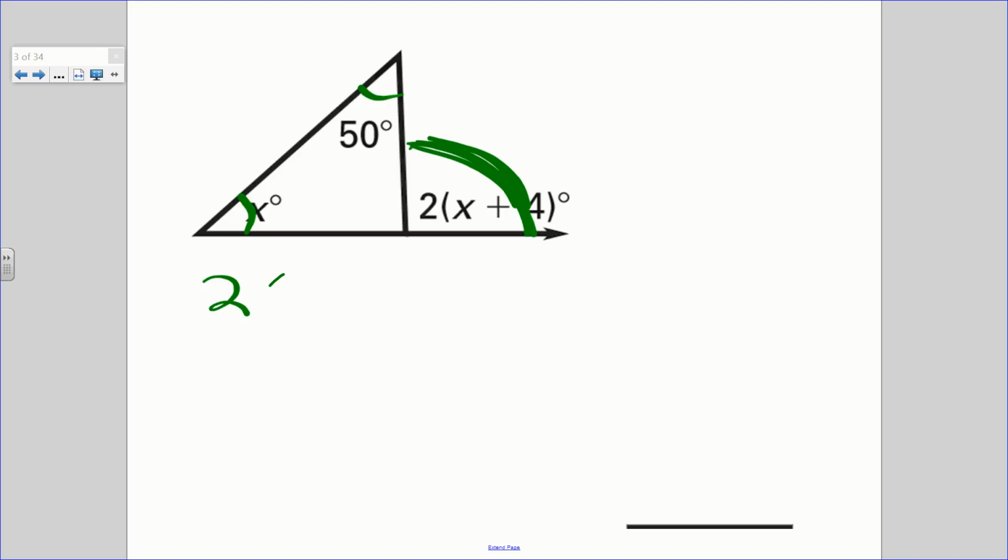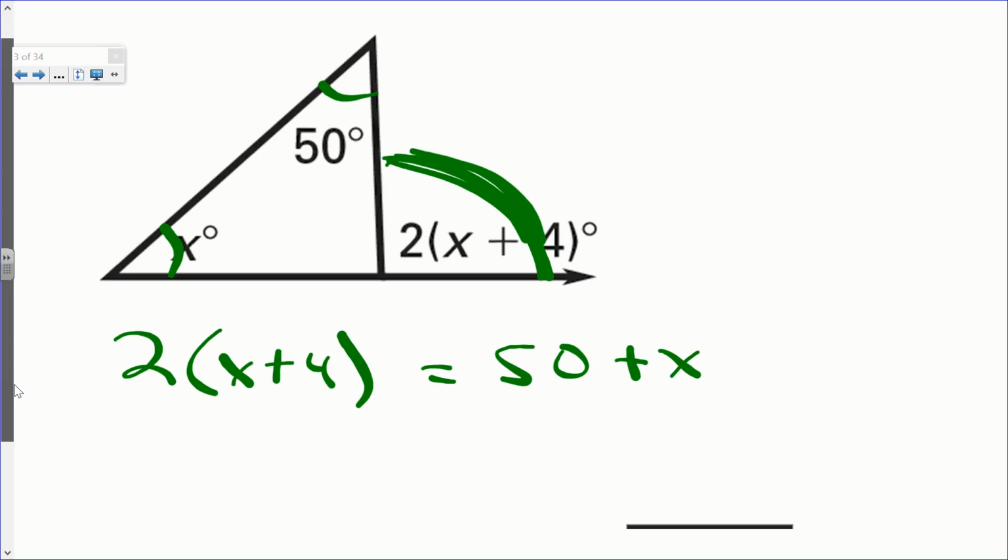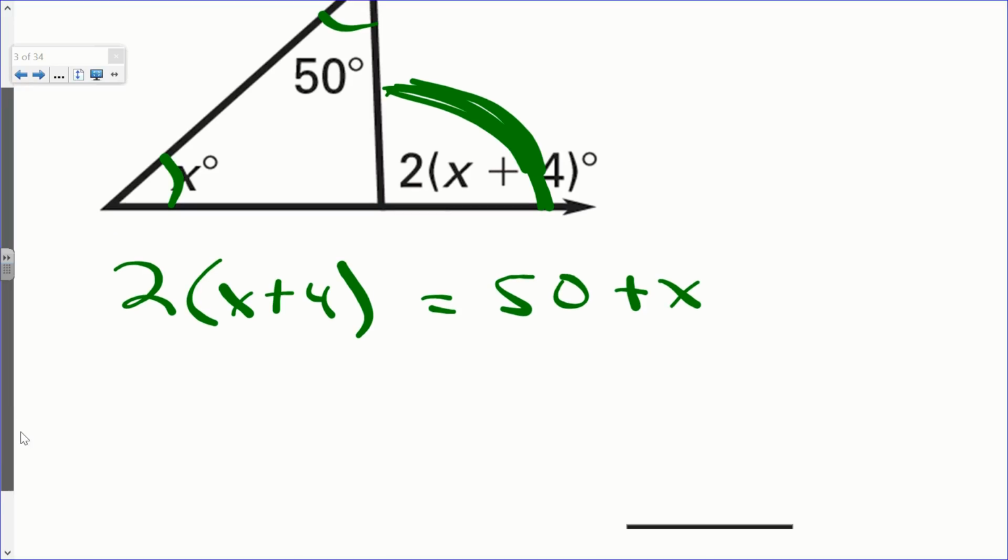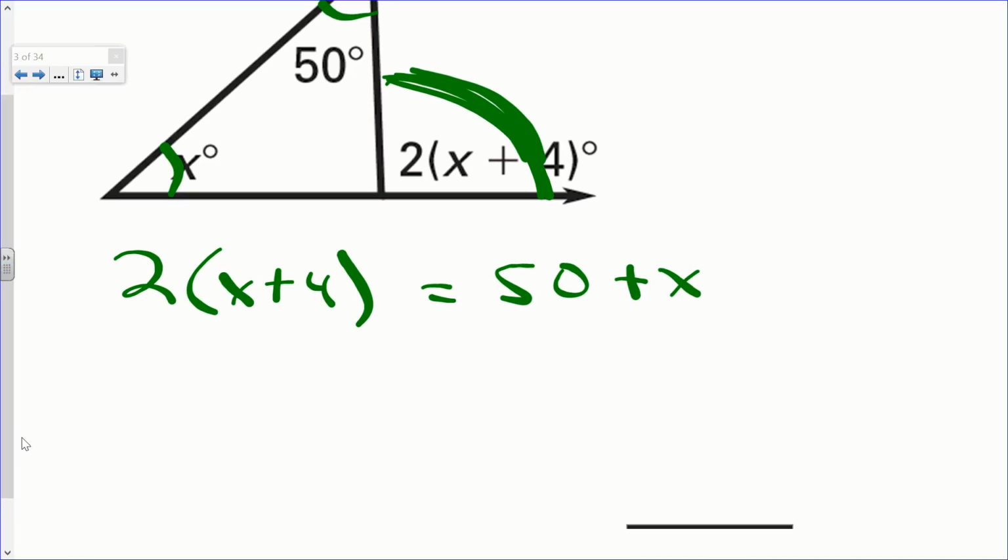Let me just go slowly here. 2 times x plus 4, that's the exterior angle. That's equal to the two interiors that are not adjacent. Okay. We can solve for x now. Let's solve for x. We should distribute first. All right, let's distribute. We have 2x plus 8 equaling 50 plus x. Right?